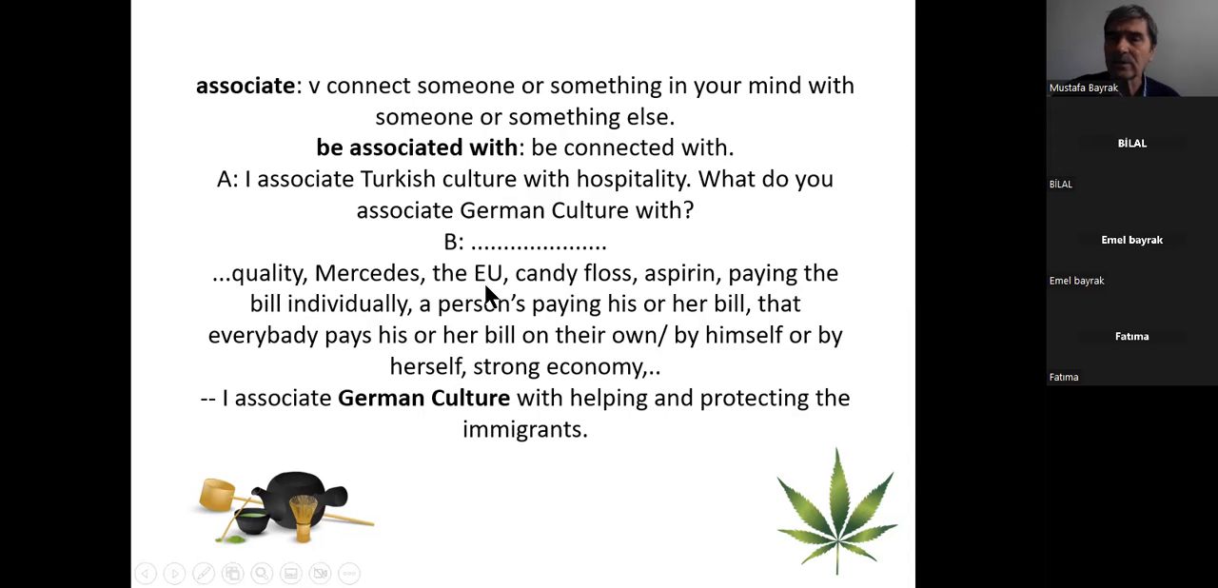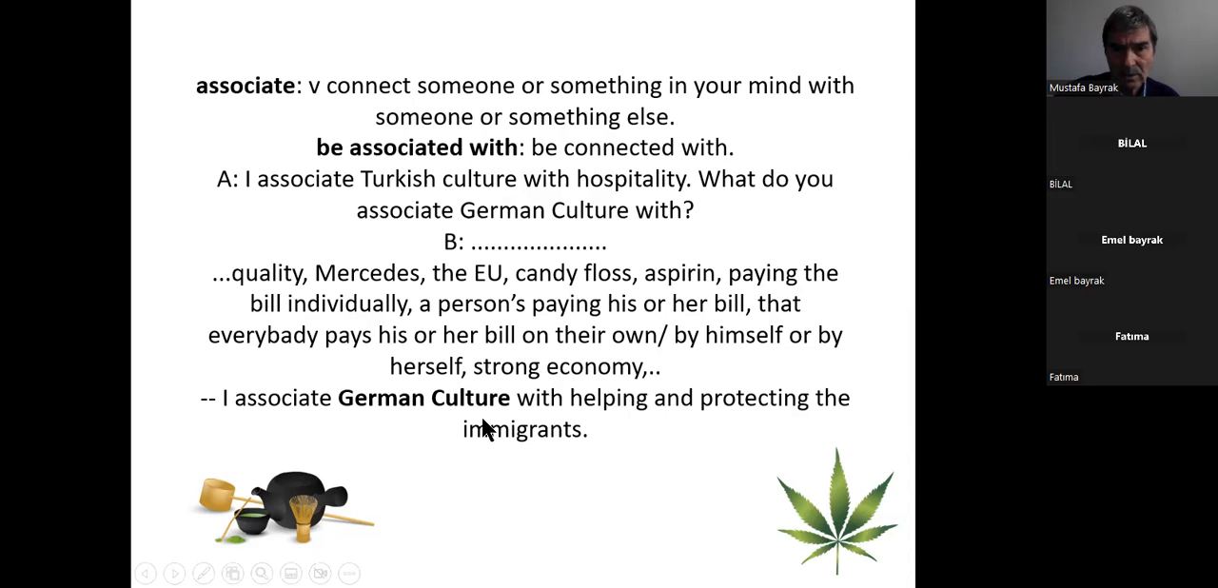Dental floss is associated with German culture. Aspirin, yes, aspirin is a gift to humankind, to humanity, from German culture. Yes, paying the bill individually is also associated with German culture, etc., etc. I advise you to finish them. I really advise you to make sentences with those clues.